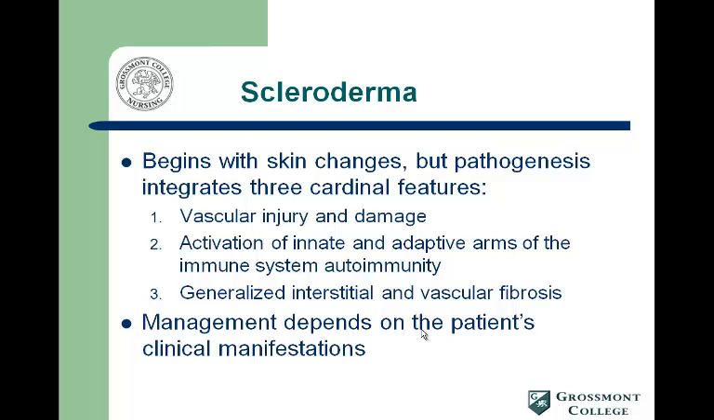So the vascular injury and damage is the first thing, and that's what Raynaud's is. And then there are two different arms of the immune system, the innate and adaptive, and those both kick in, so it's autoimmune, innate and adaptive autoimmunity. And then we get the generalized interstitial and vascular fibrosis. Okay, and that's where just everything gets hard.